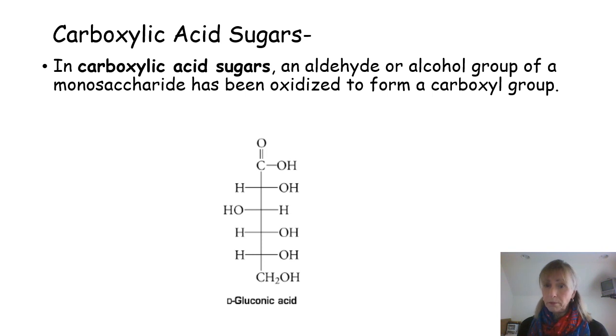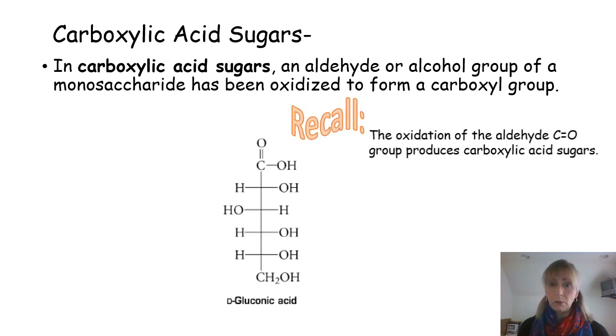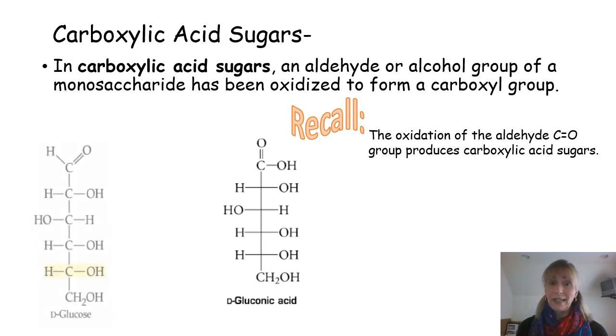Here is an example of a carboxylic acid sugar. It's D-gluconic acid. So D-gluconic acid, we notice we don't have the aldehyde, right? The aldehyde has been oxidized, addition of an oxygen, right? Okay, and recall, again, we're going back to an earlier chapter. This is why we learned it. The oxidation of an aldehyde carbonyl produces a carboxylic acid. And so if we do that with a sugar, we're going to get a carboxylic acid sugar.